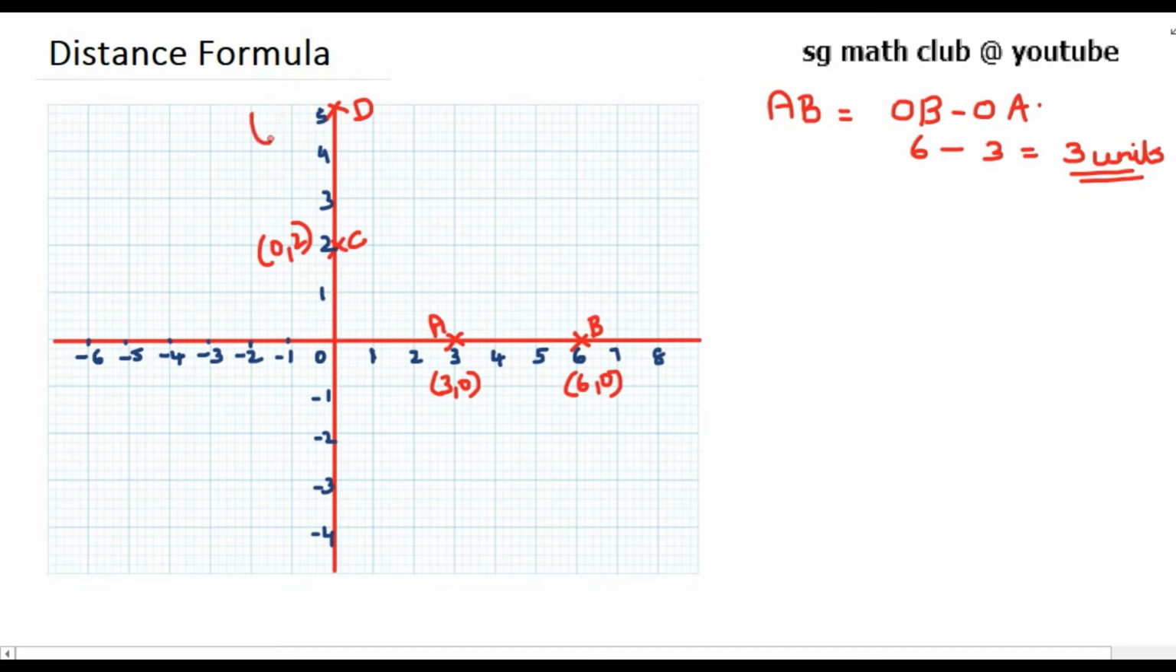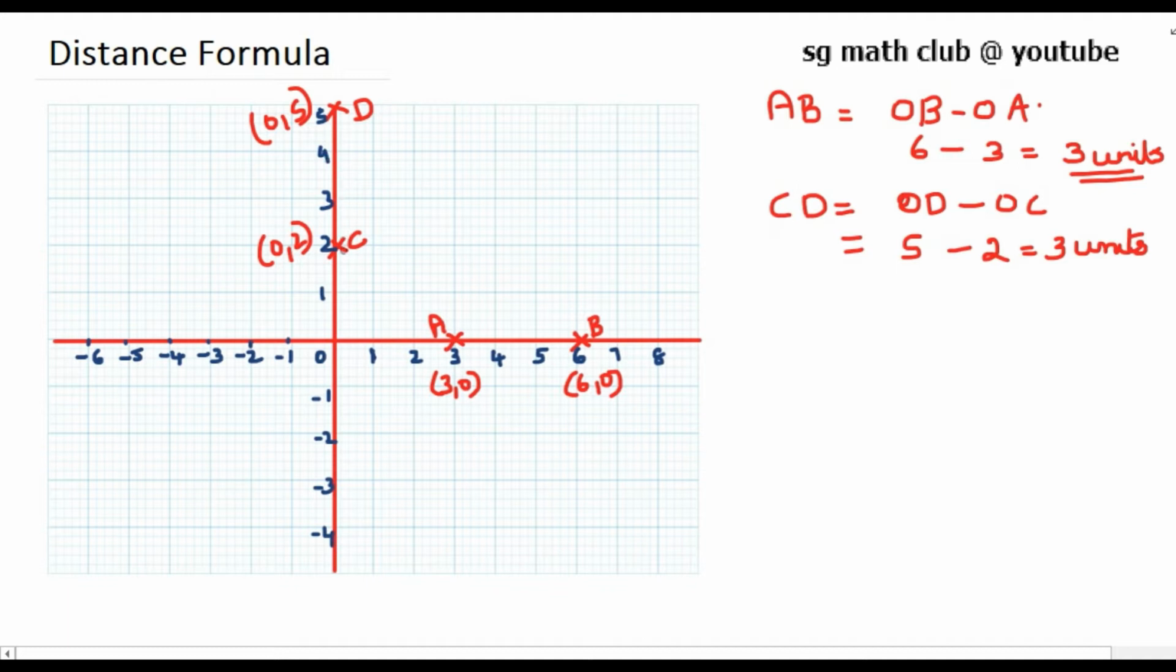Same way, this is (0, 5). If you want to find the distance between the points C and D, again we will do OD minus OC. So OD minus OC: from origin to D, the distance is 5 units, and from origin to the point C, the distance is 2 units. So 5 minus 2, that is also 3 units. So we have seen now, if 2 points are lying on the x-axis, easily we can subtract, and if 2 points are lying on the y-axis also, we can subtract and find out the answer.